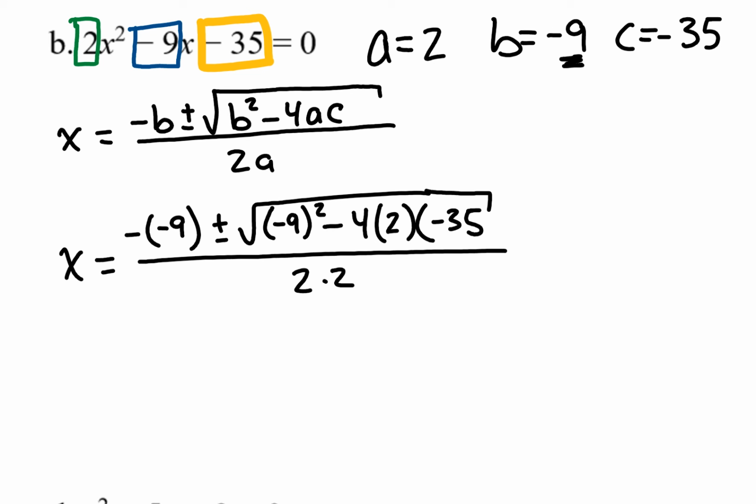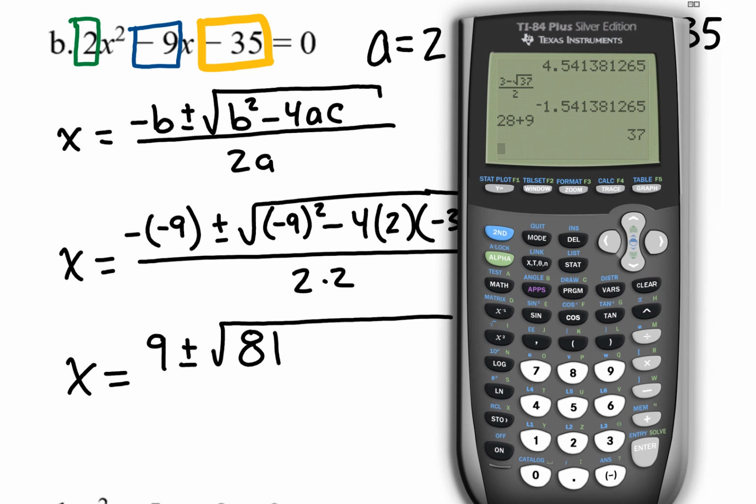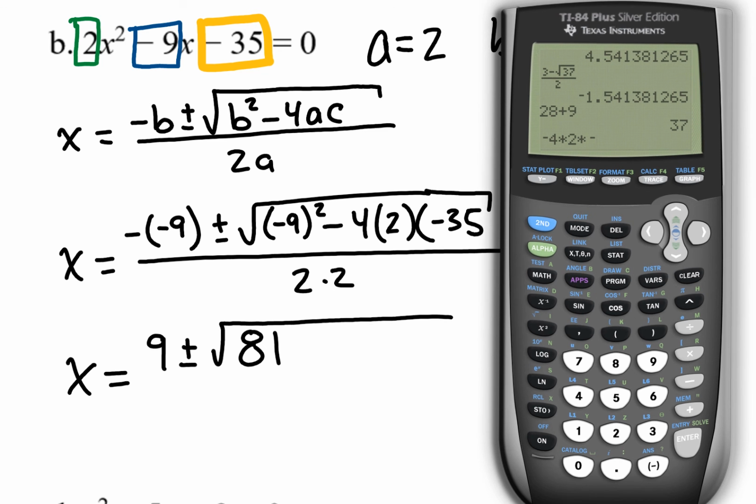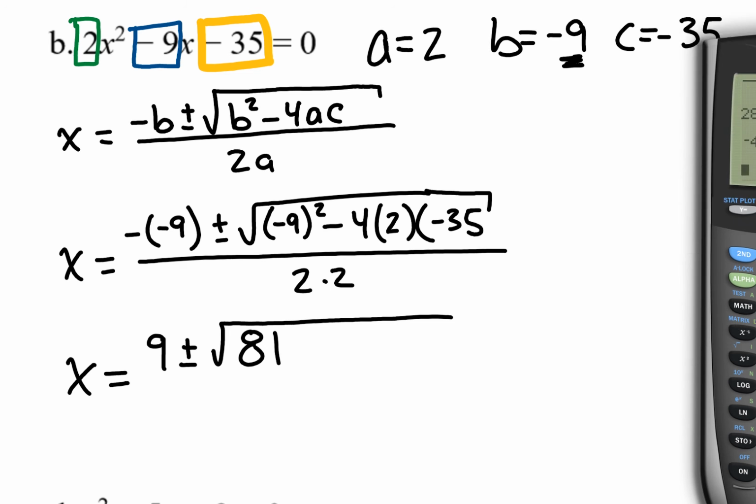Okay, let's clean this up. So x is equal to 9 plus or minus the square root of, now when I square -9, I get 81. And then I've got -4 times 2 times, and I'm hitting the negative button there, 35. So this is like 4 times 70, which is 280.